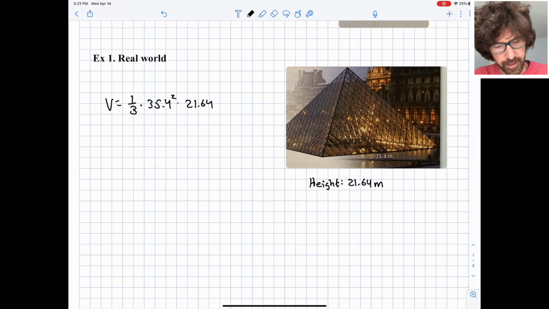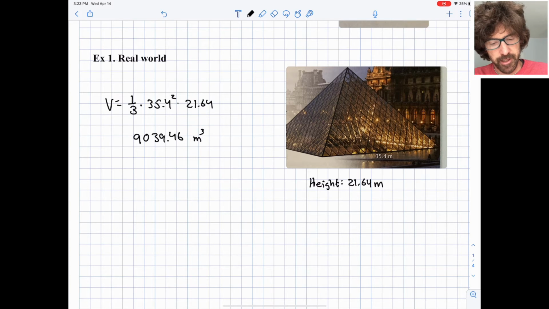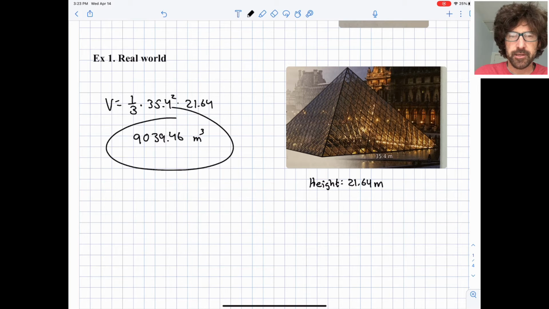And so I get a final answer here of 9,039.46, and that's going to be in cubic meters. So just over 9,000 cubic meters would be the volume of that pyramid.